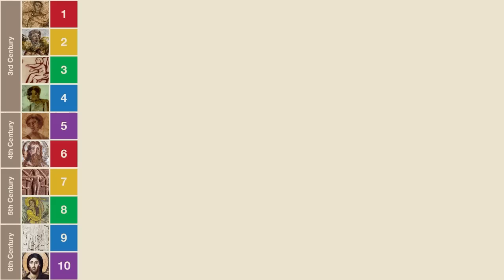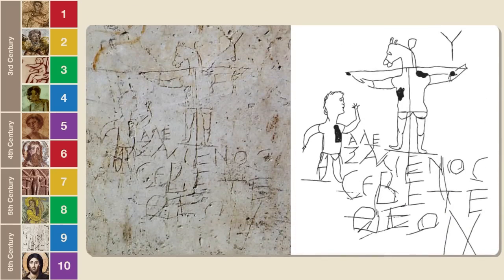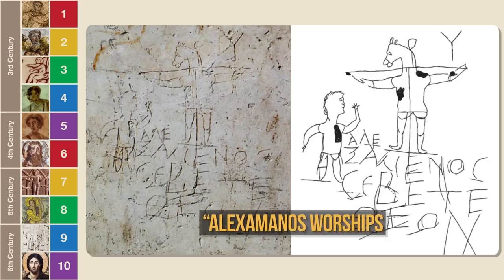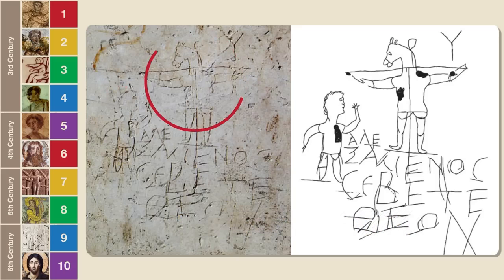I didn't include it on the main list because it doesn't actually show Jesus' face. This is actually a piece of graffiti made by a non-Christian in order to poke fun at someone named Alexamenos, who was a Christian. The words, written in Greek and scratched below the image, read, Alexamenos worships his god. Depicted on the left is presumably Alexamenos, and on the right is Jesus hanging on the cross, but with the head of a donkey, which was obviously meant as an insult.